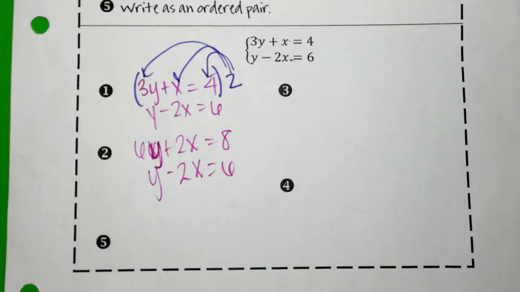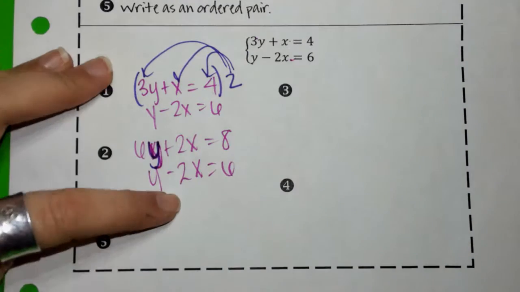Now, this is a Y. I got excited and wrote X on accident. Now, the reason we multiplied by 2 is because we want to eliminate our X.